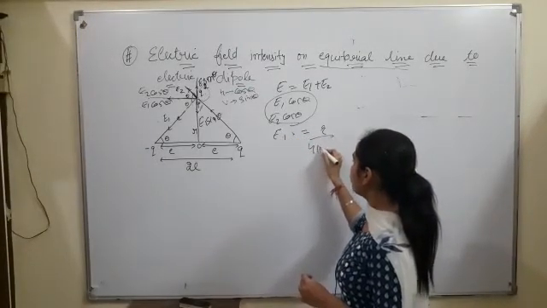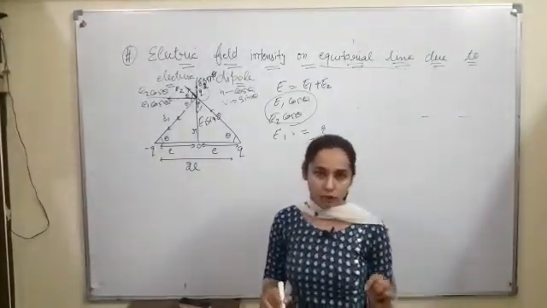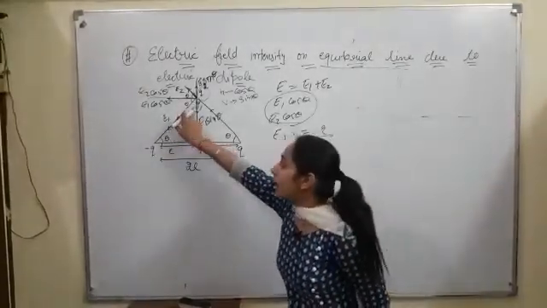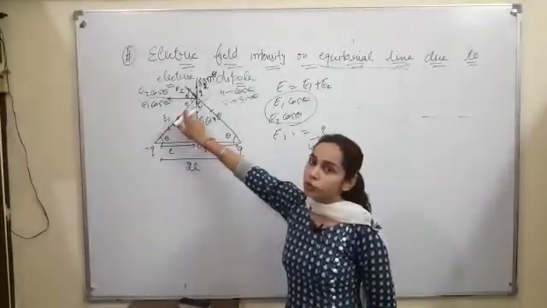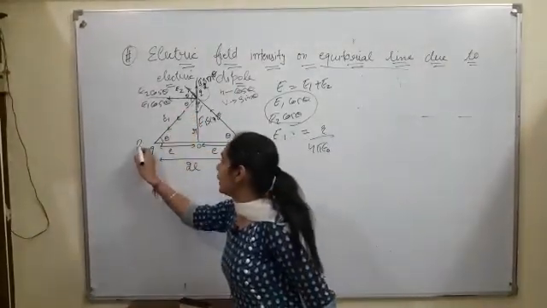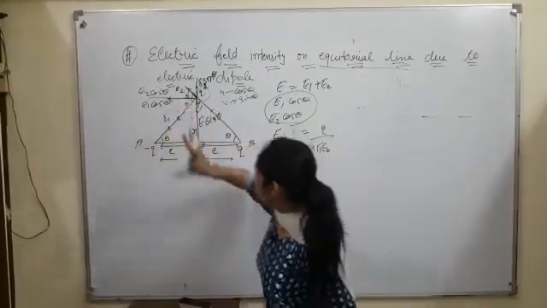Q upon 4 pi epsilon naught into distance. Which distance we have to take? We have to take the distance from the charge to the point of observation where I want to find the electric field. So this distance, I have given the names A, B and P, so I have to take this distance AP.